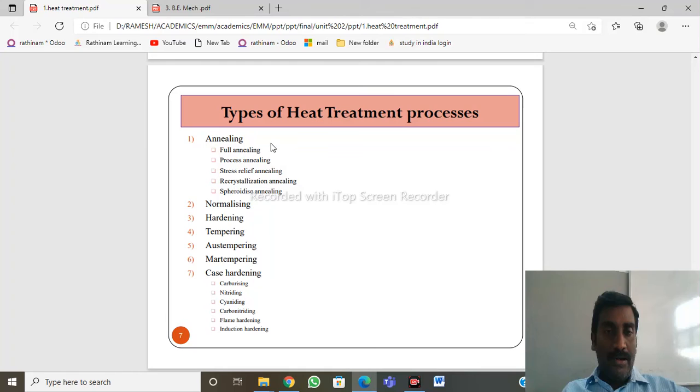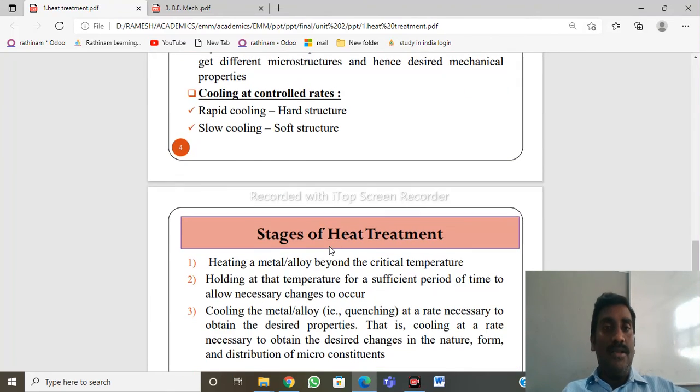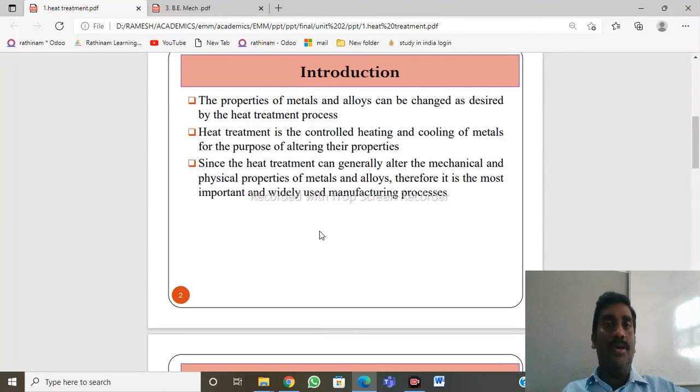There are seven types of heat treatment processes. The first one is annealing, and the second one is normalizing, then hardening, tempering, austempering, martempering, and case hardening. These are the processes that we are going to see in this unit. Later, we will see the step-by-step process of what we do in annealing. Before that, we have knowledge of what heat treatment is, why it is important, and why it is needed for engineering materials. Thank you.